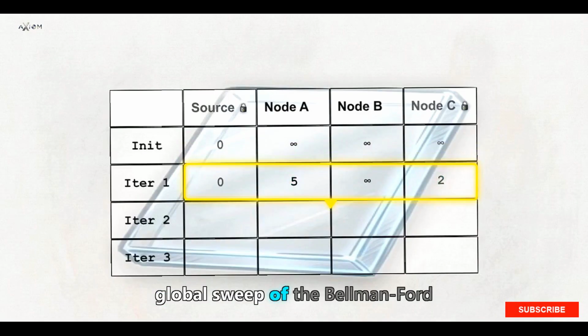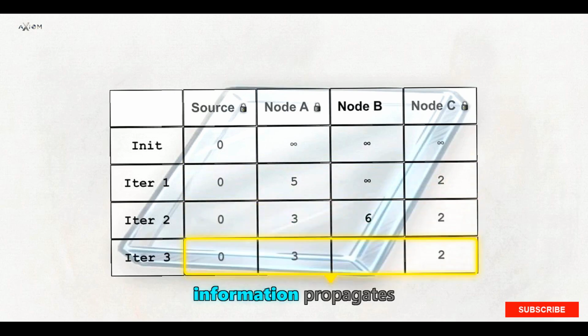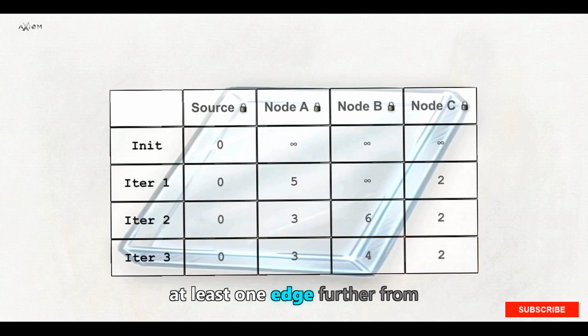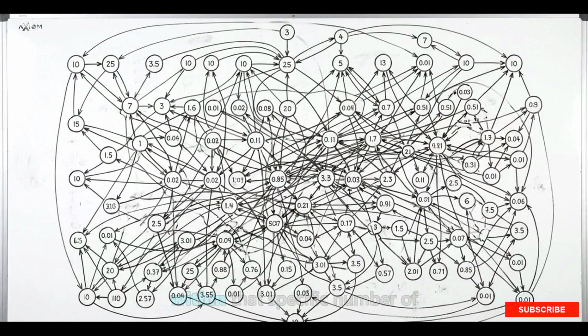Each global sweep of the Bellman-Ford algorithm guarantees that accurate shortest path information propagates at least one edge further from the source. This table tracks a dynamic programming process. With each iteration, the algorithm fills in shortest paths for nodes reachable within that specific number of edges.